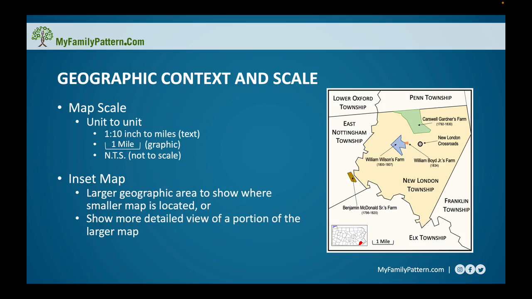Sometimes you might want to do the opposite. You have a larger map and there's something that you want to provide in greater detail, but you want to do that in an inset map. For example, if in this map again, if I wanted to provide a little bit more detail on Carswell Gardner's farm, that wouldn't necessarily be easy to read in this larger map. I might do a smaller inset map to emphasize whatever it is that I'm trying to point out.